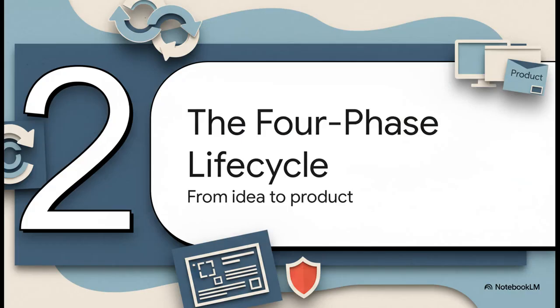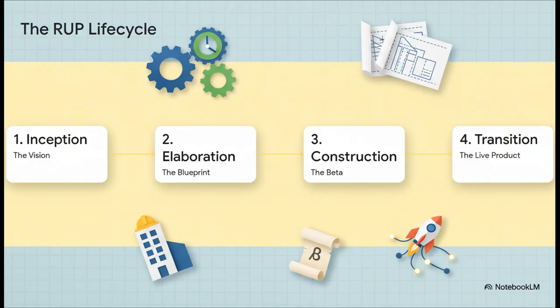Okay, so we've got the philosophy down. Now let's get practical. How does RUP actually take you from just a spark of an idea all the way to a finished live product? Well, it breaks that journey down into four clear sequential phases. And here they are: inception, elaboration, construction, and transition. A great way to remember them is the vision, the blueprint, the beta, and the live product.